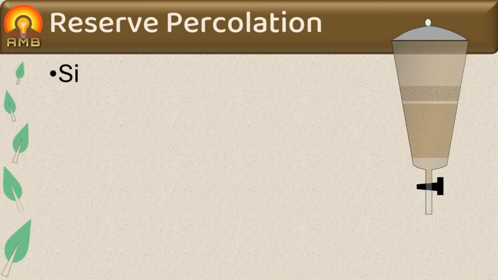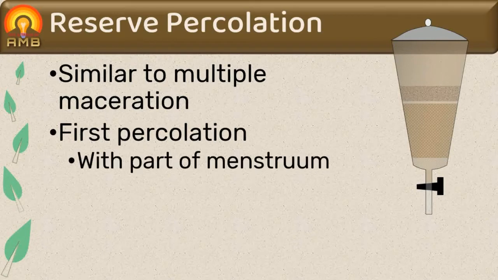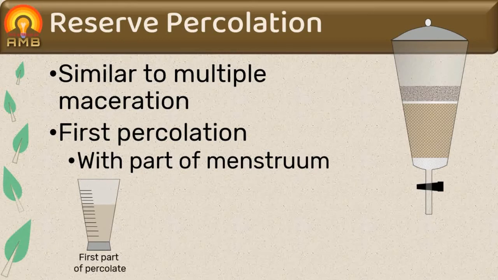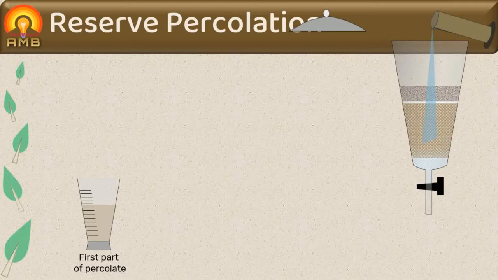It is somewhat similar to multiple maceration process. In this process, drug is percolated with portions of menstruum to produce concentrated extracts. The drug is macerated and percolated with the first part of menstruum, which is mostly 3/4 volume of the finished preparation. Percolate obtained after first percolation is kept reserved. The drug is again percolated with fresh menstruum till the drug gets exhausted.